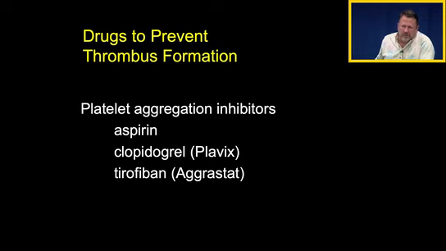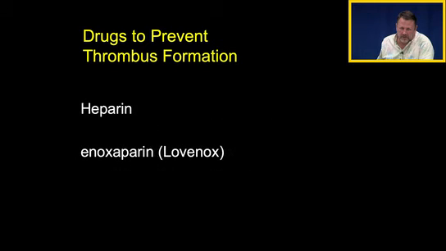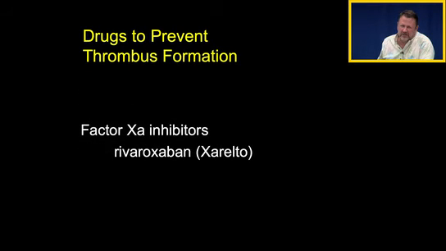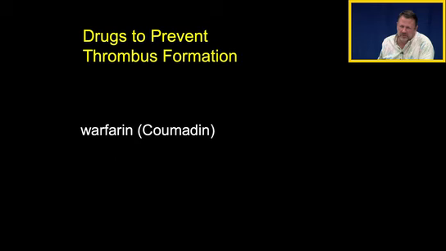All right, so we talked about drugs to prevent thrombus formation. We talked about the platelet aggregation inhibitors. We talked about heparin and the other heparin, enoxaparin, Lovenox, low molecular weight heparin. We talked about factor Xa inhibitors, and we talked about warfarin and Coumadin. Again, I want you guys to remember that those do not break down blood clots. They prevent new blood clots from forming. And then we rely on the body to naturally break the blood clot down.